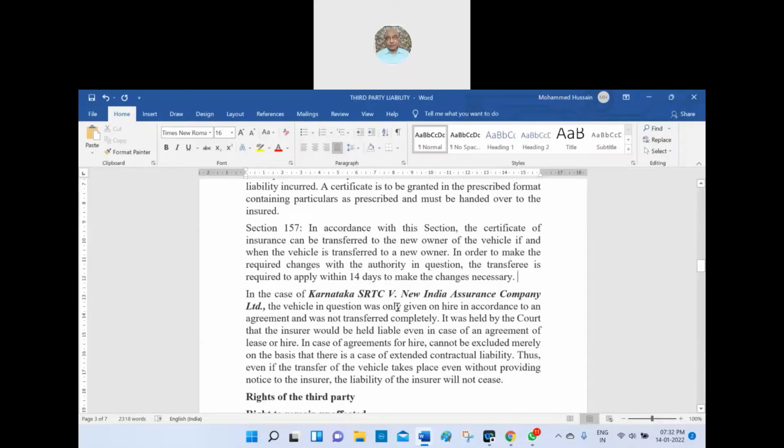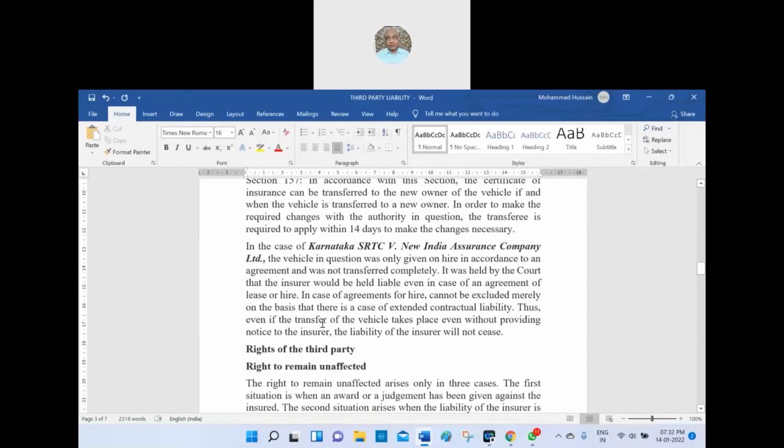Okay, in the case of Karnataka SRTC versus New India Insurance Company Limited, the vehicle in question was only given on hire purchase. Hire purchase means, when we take a vehicle through a bank loan or any other financial assistance, you pay half of the amount, the bank will pay the rest, and you have to give blank cheques to the bank, and every month it will be deducted from your salary, or from your pension, or from any recurring income that you are going to get.